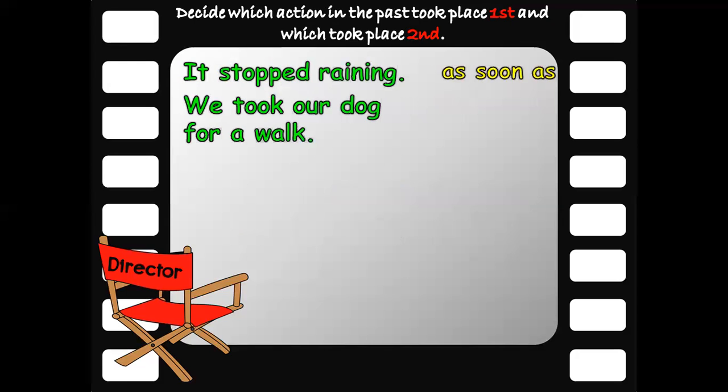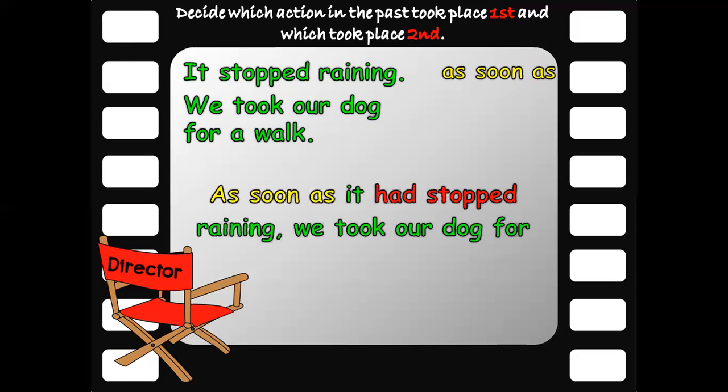The third sentence: it stopped raining. We took our dog for a walk. Use as soon as. It's clear that the first action will be stopped raining. For example, you will say, as soon as it had stopped raining, we took our dog for a walk.